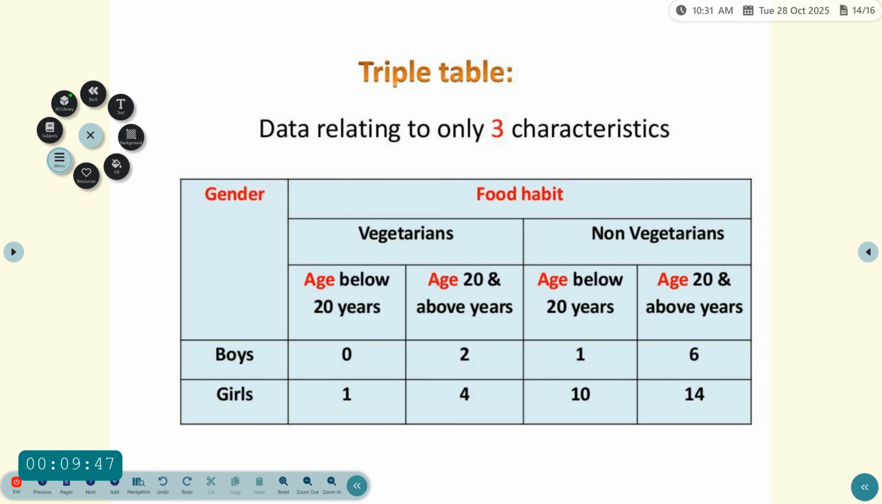Then what is a triple table? A triple table gives three characteristics. With the same gender, boys and girls, we are separating the vegetarians and the non-vegetarians among the students. Under vegetarian, we are also calculating how many students are below 20 years and how many are above 20 years. So this is called a three-characteristic statement.